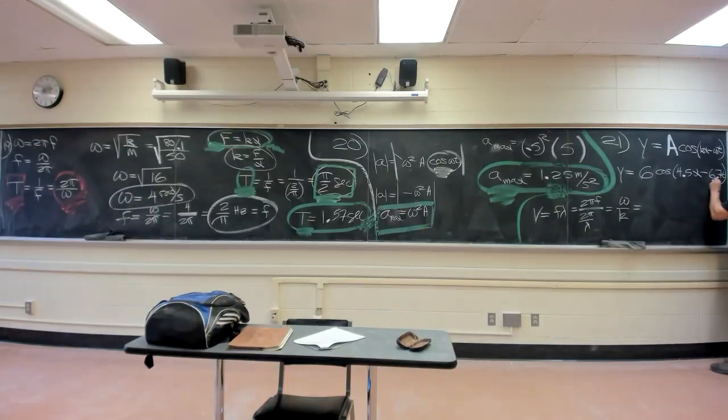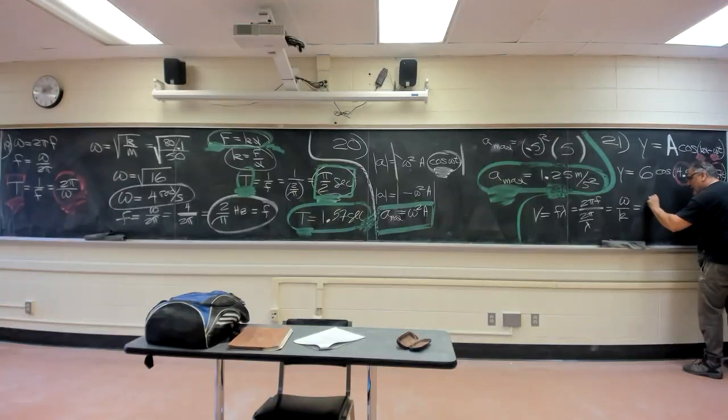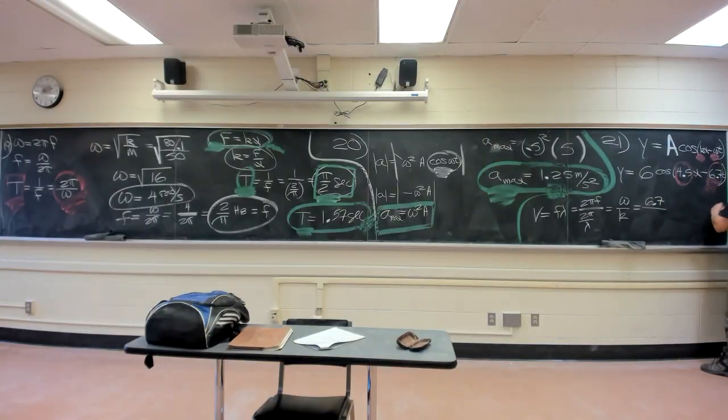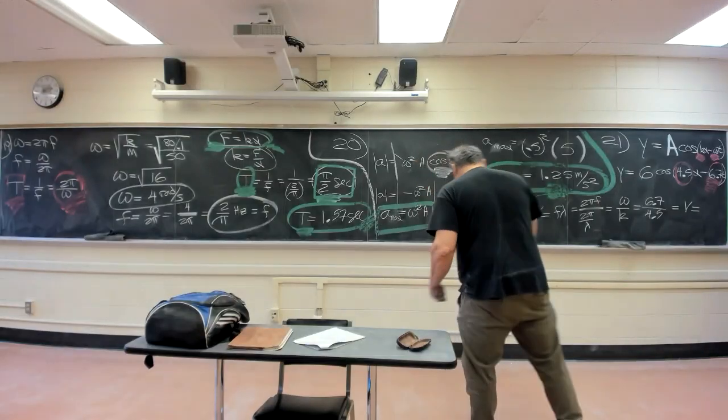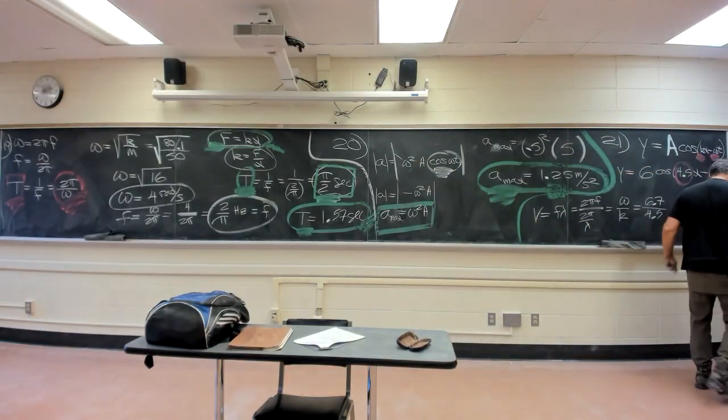Here's omega, here's k, and let's deal with it. Omega is 6.7, k is 4.5. And at the end of the day, that's going to be v. 6.7 over 4.5 is 1.49 meters per second.